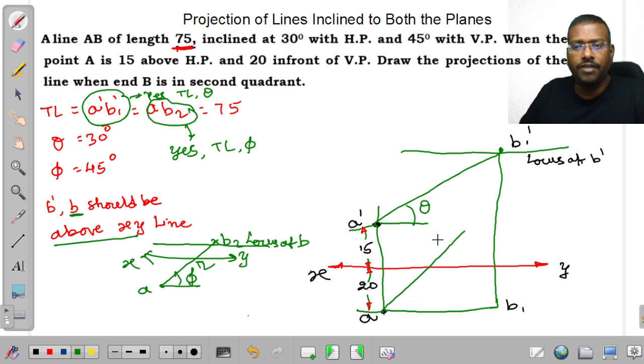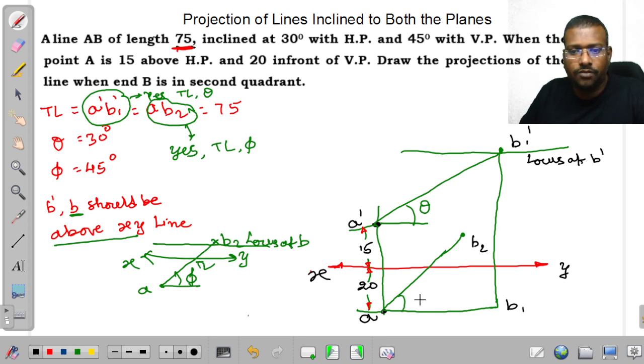Here I am not having proper instruments, my dear friends. That's why I don't know whether B dash B2 is going to get here or here. But for example, I am assuming I am getting B2 somewhere here. Sometimes you may get it above also, so don't bother about it. So here it is my B2, and this angle is phi.